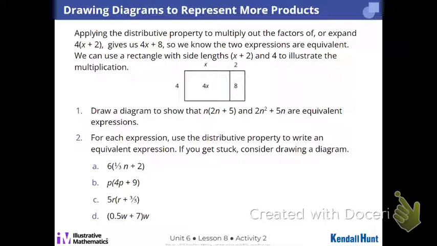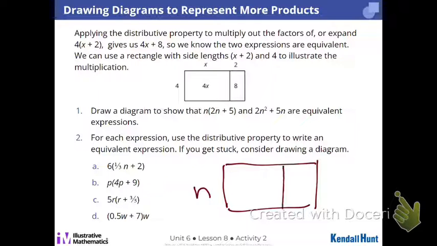So Meredith's going to show us the diagram that she drew. And there's a rectangle. One side length is n. And the other is 2n plus 5. Okay. And then Meredith found the area of each one of those rectangles as 2n squared and 5n, which shows that it is equal to 2n squared plus 5n.